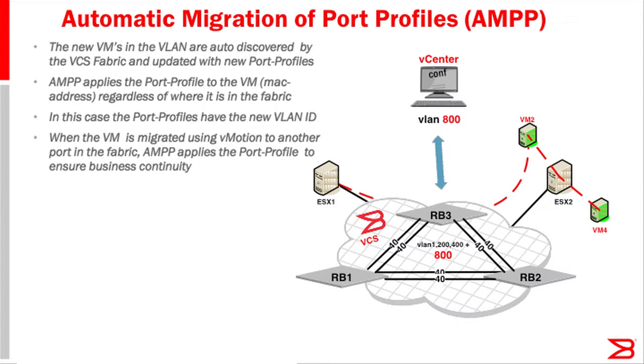Once the new VLAN is discovered and created by the fabric, our AMPP feature creates a port profile that associates the MAC of the VM to the VLAN ID it belongs to. In the event of a vMotion of that VM, the port profile with the VLAN ID is applied to the VM immediately, ensuring continuous network connectivity. So in this example, we'll show you how VCS automates all of these tasks.